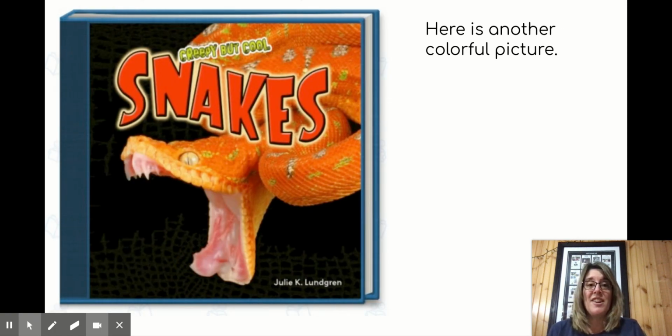Here's another colorful picture. Creepy but cool snakes. Notice how that word snakes is written really large. Definitely got my attention. And I have to say, I'm not a fan of snakes, but looking at the picture of this, looking at the colors, it's pretty cool. I might open it and take a look and see what it has to say.